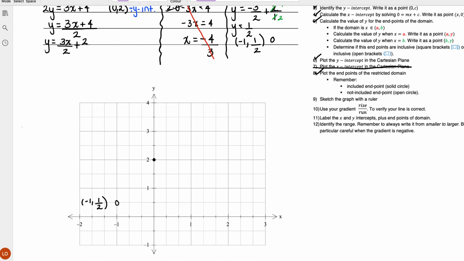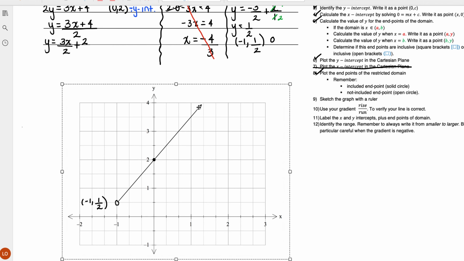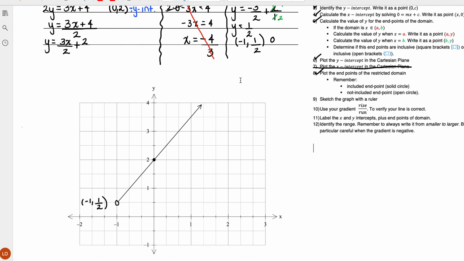Sketch the graph with a ruler. So I insert my graph. Here is the starting point, and it's going to go forever, going up. I'm putting the arrow to symbolize that it's going forever. It doesn't end there. It goes forever to the right. So I have my line there. Good. Use your gradient, rise over run, to verify that it is correct.